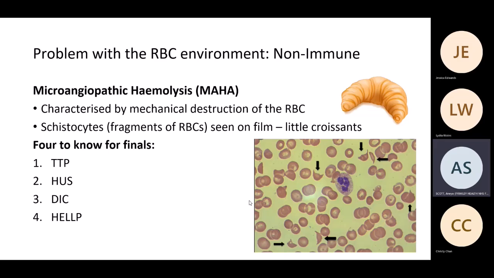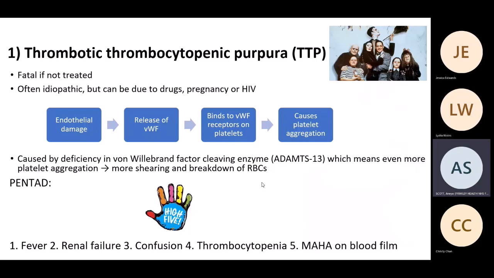I think they look like croissants. And there are 4 MAHAs that you need to know for finals. There are a lot more of them, but I think these 4 are probably the big ones. Even this, I think you need to know them. I think they're the top end of probably what you need to know for hemolytic anemias. But the first one is TTP. So TTP is fatal if you don't treat it. It's often idiopathic, but can be due to drugs, pregnancy, sometimes HIV.